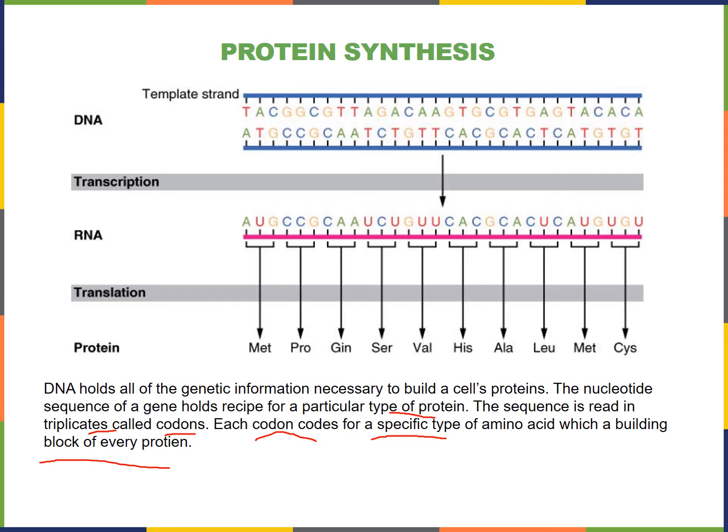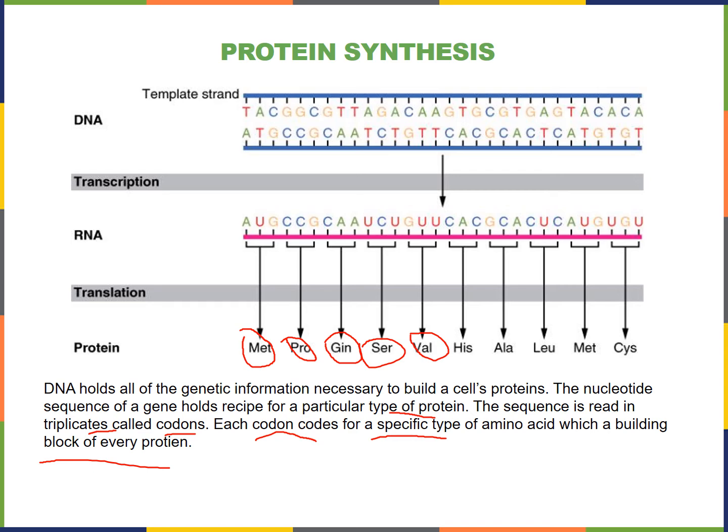So for example, see this, AUG for this particular amino acid. This, CCG, for proline, a certain amino acid. CAA for glutamine amino acid. UCU for serine amino acid. GUU for valine amino acid, and so forth as you go. So for each amino acid, the code has 3 nitrogen bases, okay?